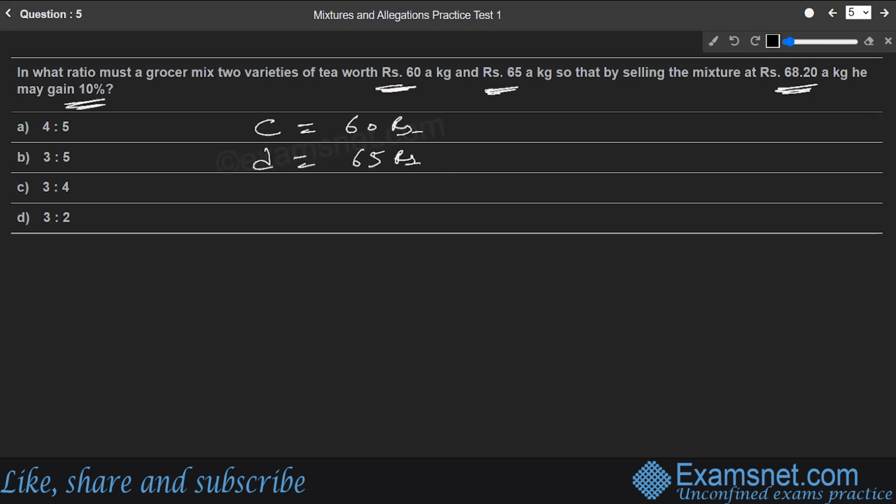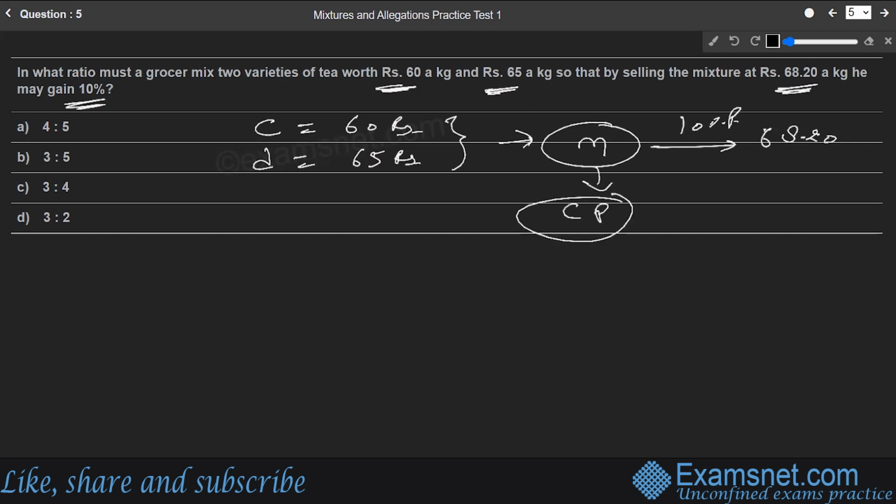He mixes them both, makes a mean price first, and then he sells it at a different price, that is 68.20, gaining thereby a 10% profit. So whatever the mean price would be, that would be treated as the cost price for him, and he would have gained 10% on it, and then sold it at 68.20 rupees. So 68.20 is the selling price. The mean price is nothing but the cost price itself.